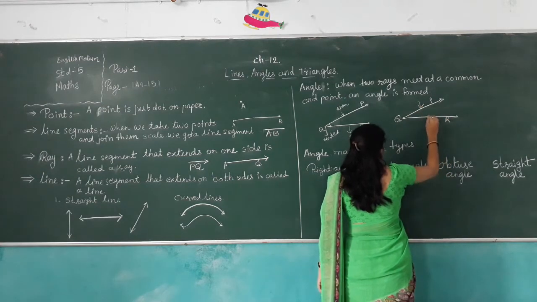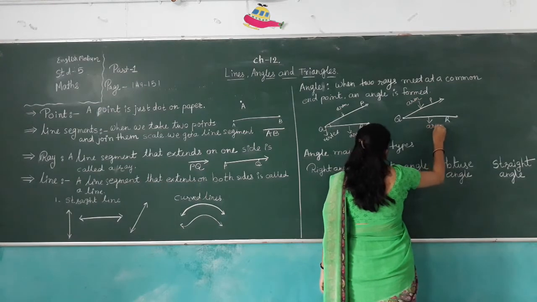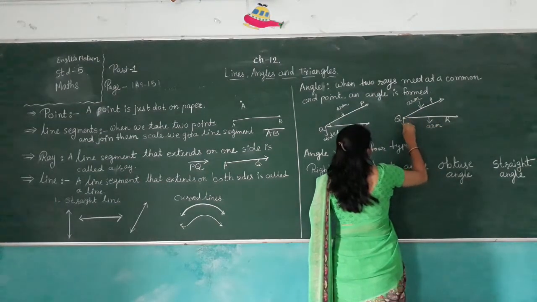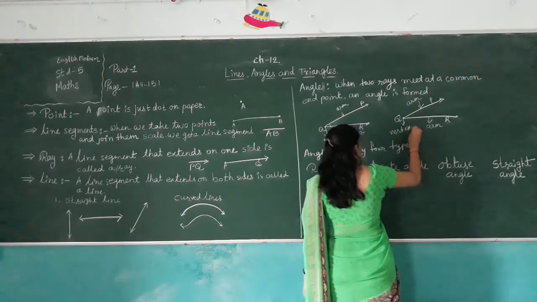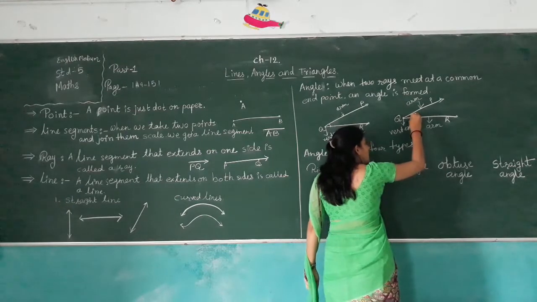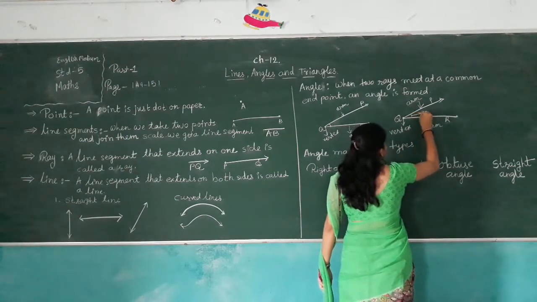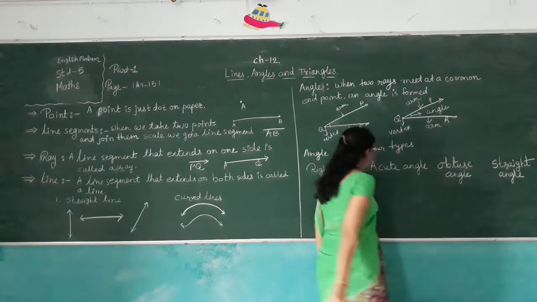These both are called arms. And this end point is called vertex. And this in between the two is called angle.